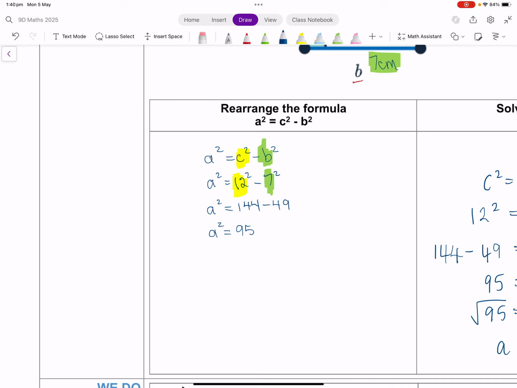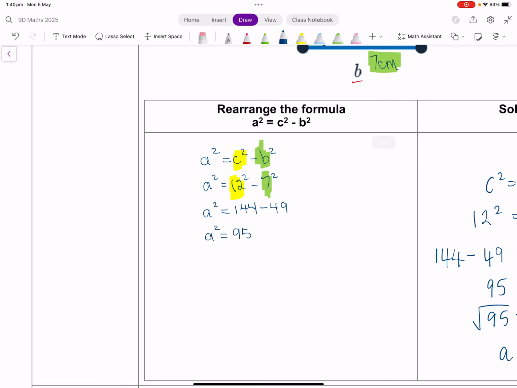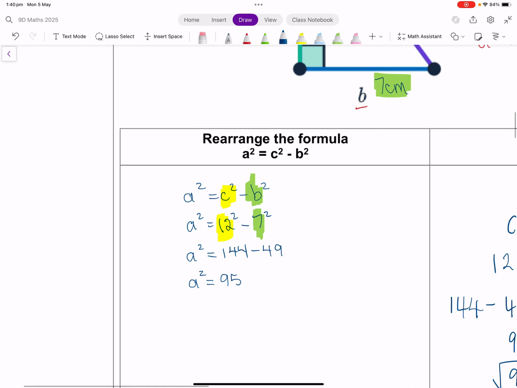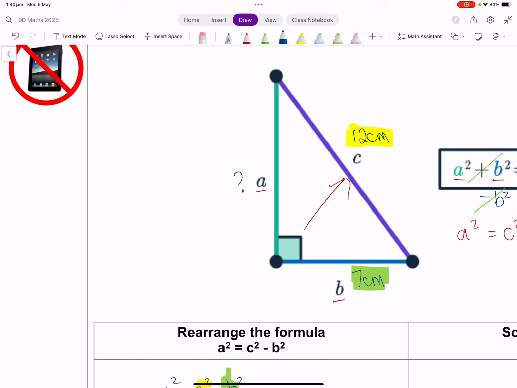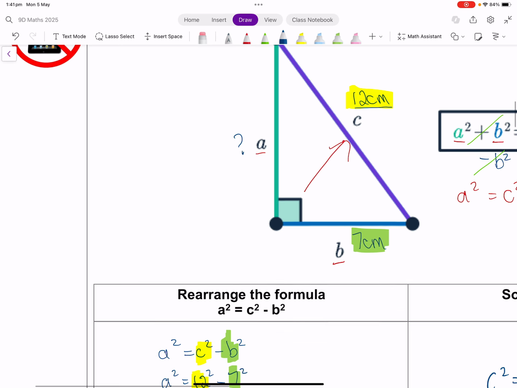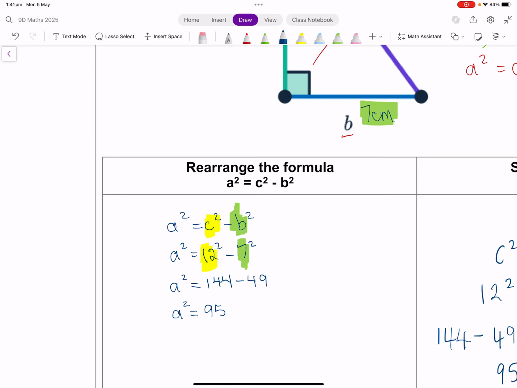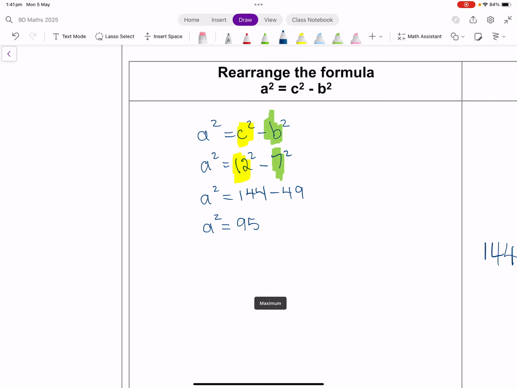And then a lot of you will get to this step and say, done, a squared is equal to 95, I'm finished. But that's actually not true. We need to check that that answer makes sense. My longest side is 12 centimeters, so my shorter side should be less than that. 95 centimeters is much more than that, so we have forgotten to do the last step.